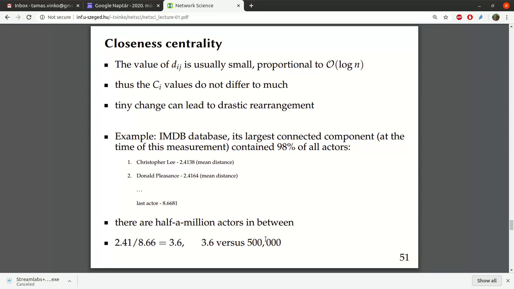So I can't even count the order of difference between these two numbers. So this experiment clearly shows that the closeness centrality is very sensitive to rearrangement or changes in the graph, and this is definitely a feature which we don't really like.